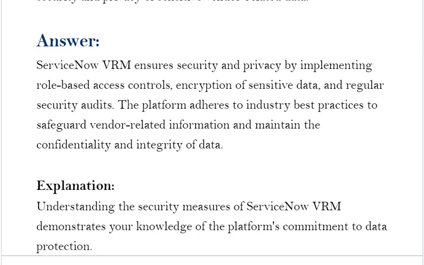Explanation: understanding the security measures of ServiceNow VRM demonstrates your knowledge of the platform's commitment to data protection.